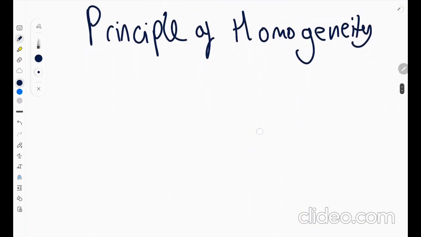Now let's have a look at the principle of homogeneity. The principle of homogeneity states that all terms in an equation must have the same dimension. To illustrate this, let's have a look at an equation from basic kinematics, V equals U plus AT.